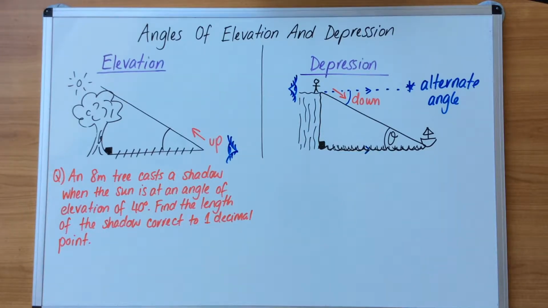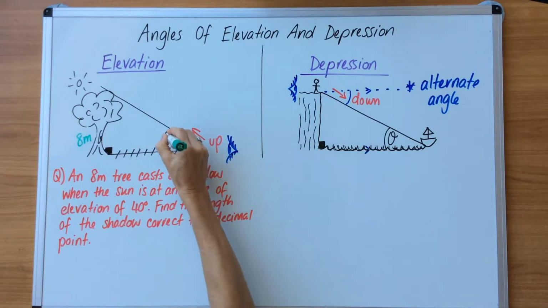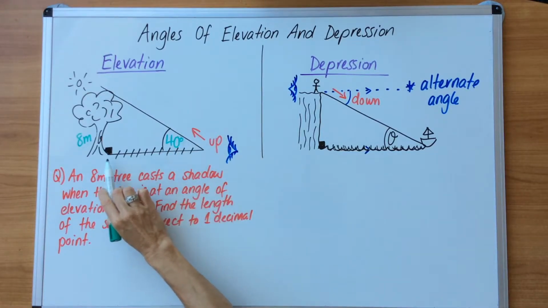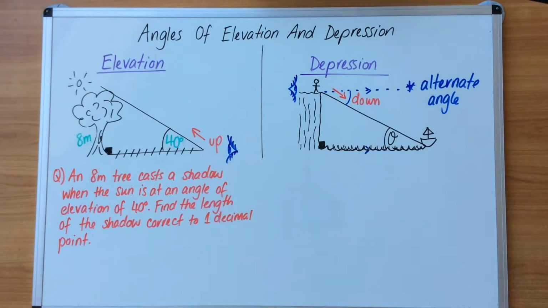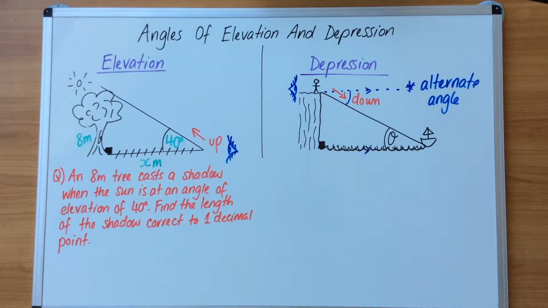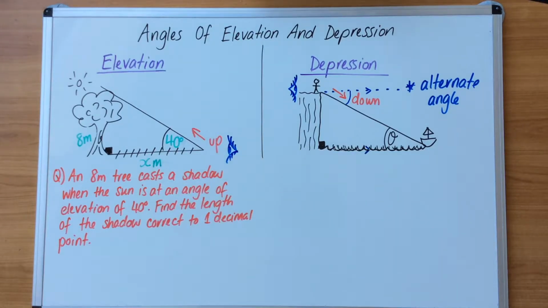An 8-meter tree casts a shadow when the sun is at an angle of elevation of 40 degrees. So I know that this is an 8-meter tree, and the angle of elevation from the ground up to the sun, because this is the shadow here that I've drawn, is 40 degrees. Find the length of the shadow, correct to 1 decimal place. Because we're using meters here, I'm going to use meters here as well. So from that information, I have to use the 8-meter tree, the 40 degrees, and I've got to figure out the shadow length.